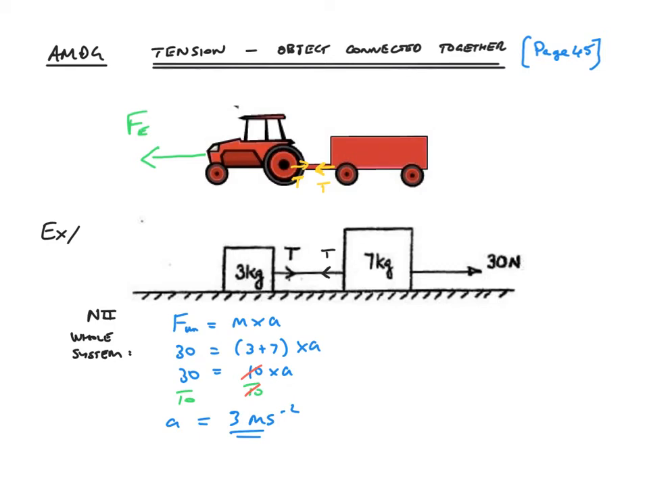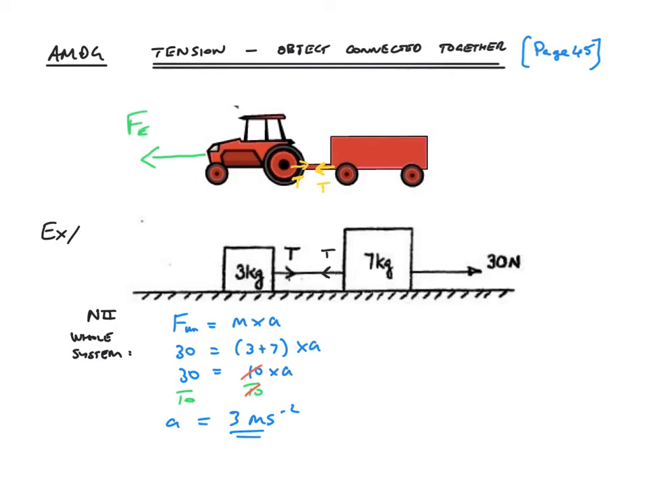The way that is able to work is it creates a tension force pulling the back block along, and a tension force exerted on this block here pulling it back the other way. Okay, but we don't need to take account of those forces. It's not because they cancel each other out, because they act on different objects, but we can also just treat the whole system because there's only one force acting on the full system together, right, and that's the 30 newtons.